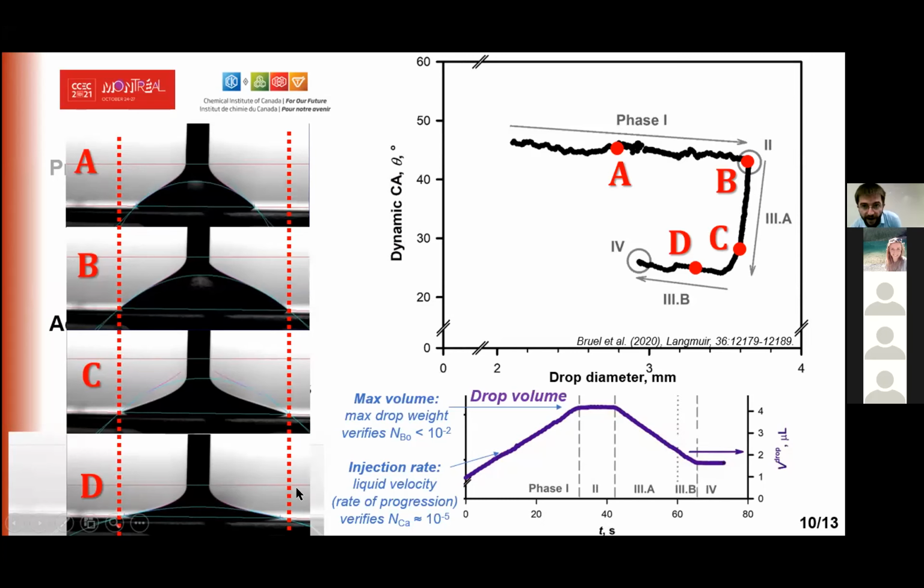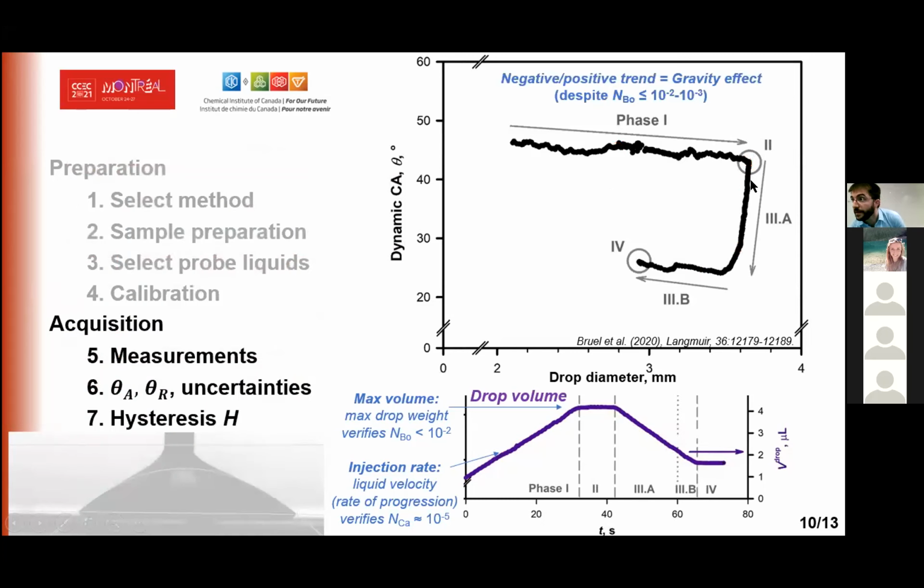And so on this graph, which is real data, we can see everything that can go wrong in terms of uncertainty. So the fact that we have a negative positive trend here is linked to the fact that we have a gravity effect. So despite choosing a low Bond number, we still have a gravity effect.